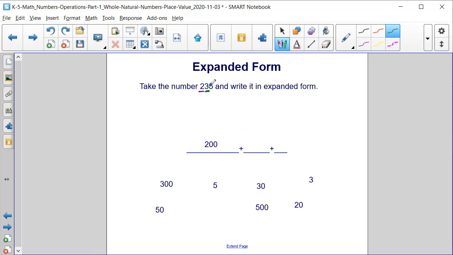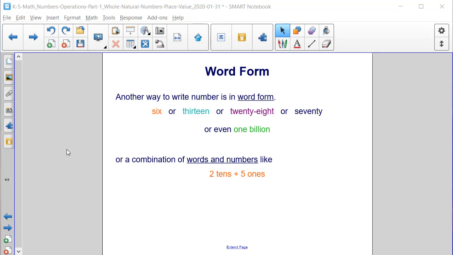So the 3 in the tens place represents the number 30. And then the last number that we have in our number in standard form, 5, is in the ones place, and it represents the number 5. So I can put a 5 right there, and that is how we represent the number 235 in expanded form, 200 plus 30 plus 5.